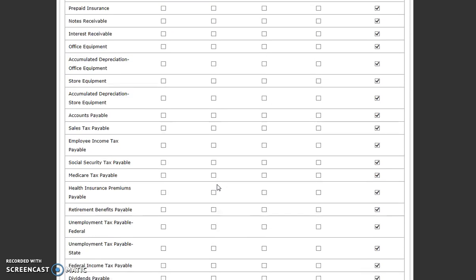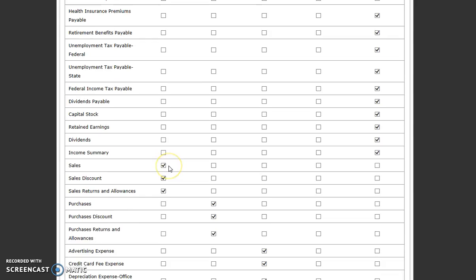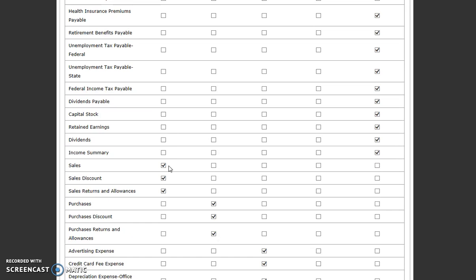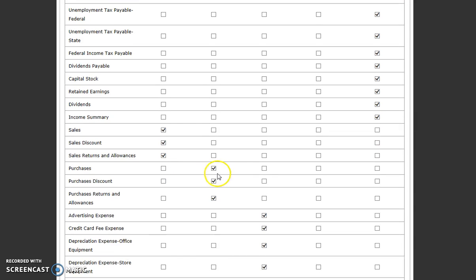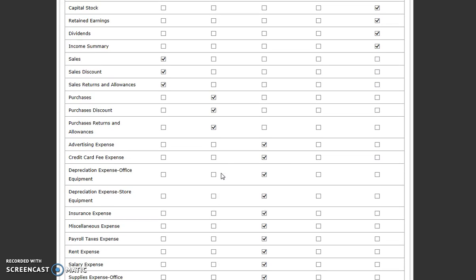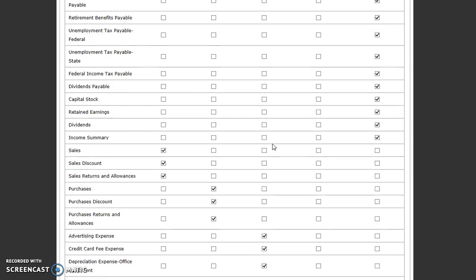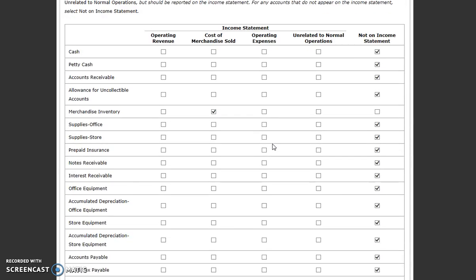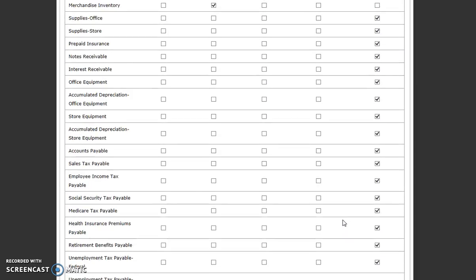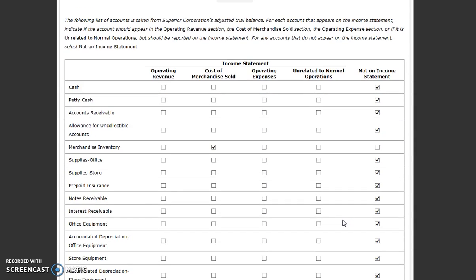So skipping down. We have sales. That is in the operating revenue section, along with sales discount, sales returns and allowances, and then purchases, purchases discount, and purchases returns and allowances. That all goes in the cost of merchandise sold. Moving on to this column, that all goes into the operating expenses. Lots of things in the operating expenses. And then the federal income tax expense and interest income all go in the unrelated to normal operations.